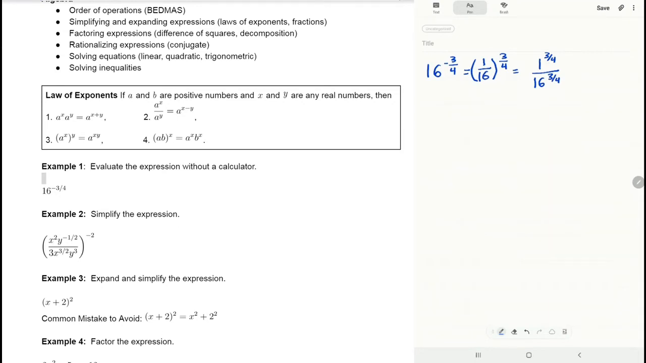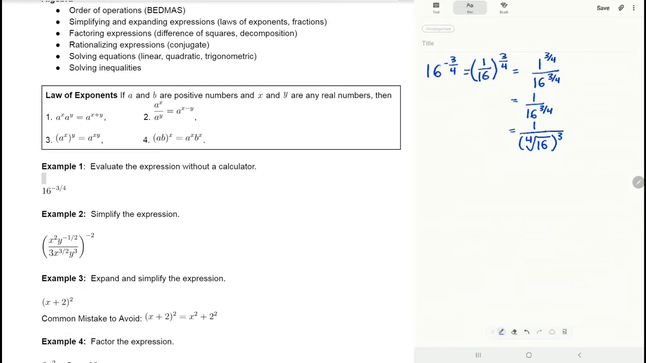Now what's 1 to the power of 3 over 4? Well, 1 to the power of anything is just equal to 1. So we have 1 over 16 to the power of 3 over 4. And now recall that when we're dealing with fractional exponents, the value in the denominator becomes the nth root. So here we have a denominator of 4 in the exponent. So this will be equal to the 4th root of 16, and then this is all raised to the power of 3.